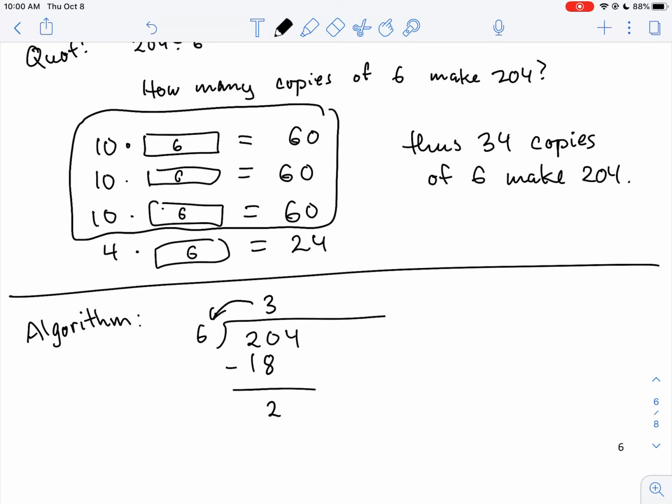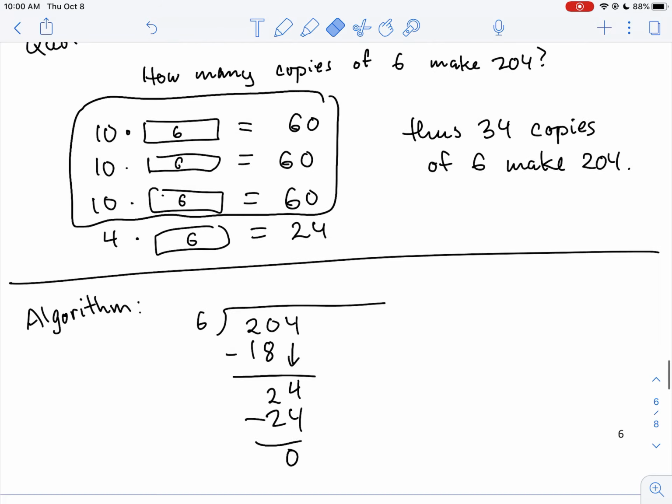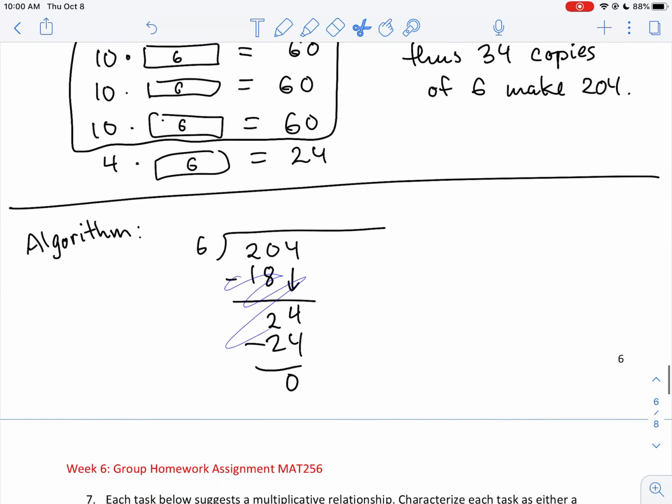We do 3 times 6, get 18, remove it from 20, get 2, and then bring the 4 down, and then repeat: 6 times what? We put a 4 here, and 4 times 6 is 24, and then we subtract, and we say, okay, we're done, 0. The answer is 34. Yes, this worked. But I prefer the version of the algorithm that looks more like this.